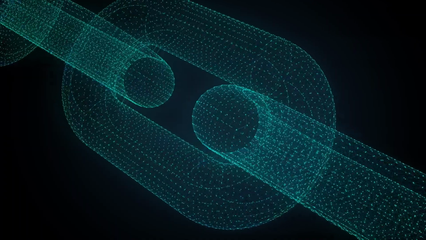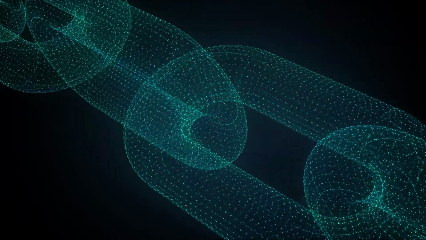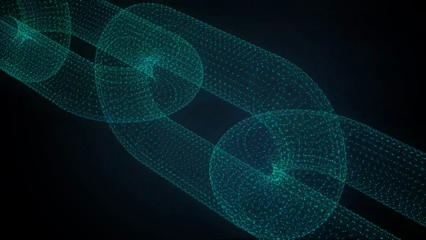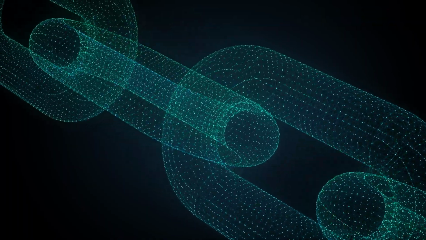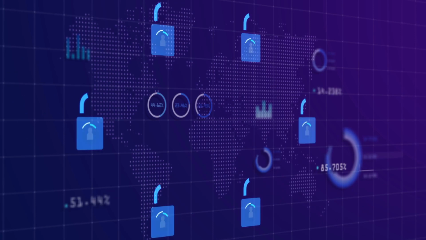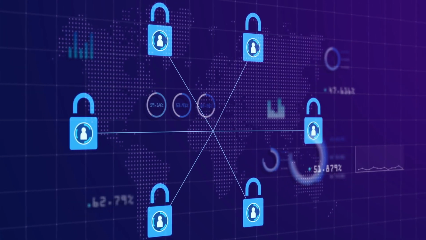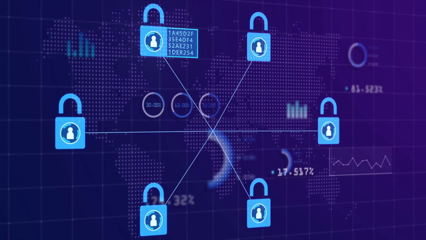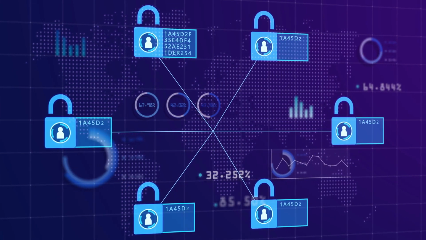A blockchain is a type of distributed ledger technology that allows information to be recorded and shared among a network of users in a secure and transparent way. Think of it as a digital ledger that keeps track of transactions in a way that's tamper-proof and publicly accessible.